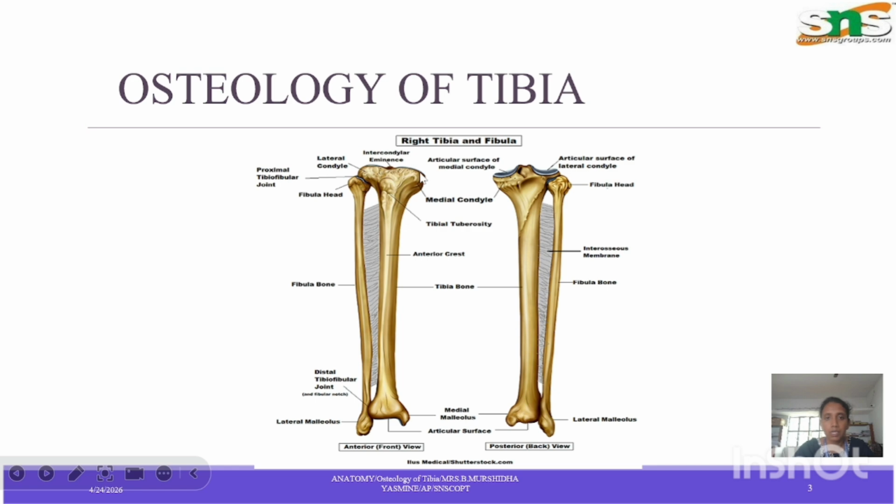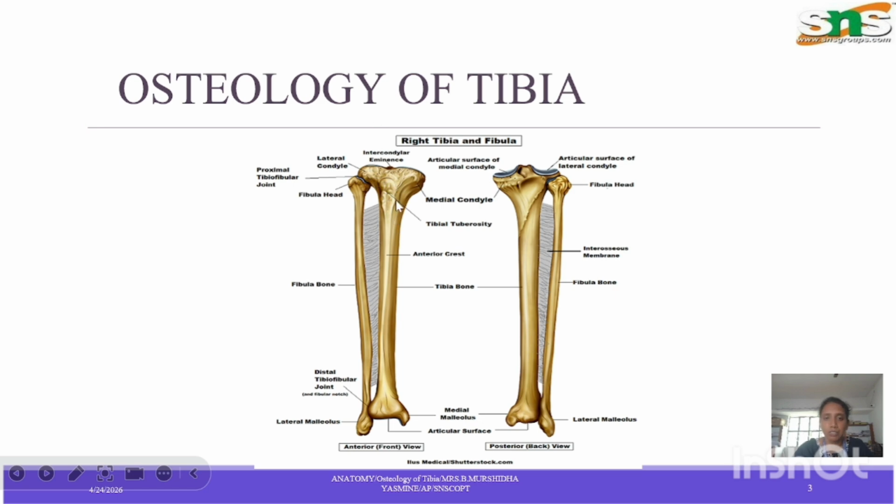So here the tibia is having an upper end, a shaft and the lower end. Similarly, the posterior view also has an upper end, shaft and the lower end. So the upper end has an articular surface which has a medial articular surface and a lateral articular surface. Medial articular surface articulates with the medial condyle of the femur. Lateral articular surface articulates with the lateral condyle of the femur.